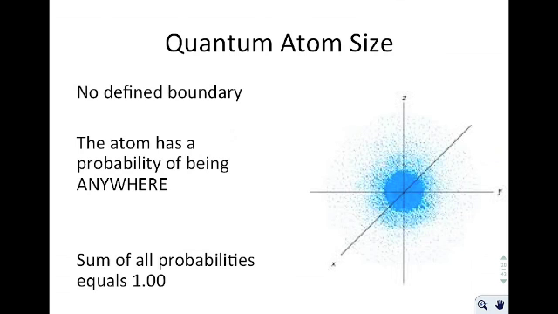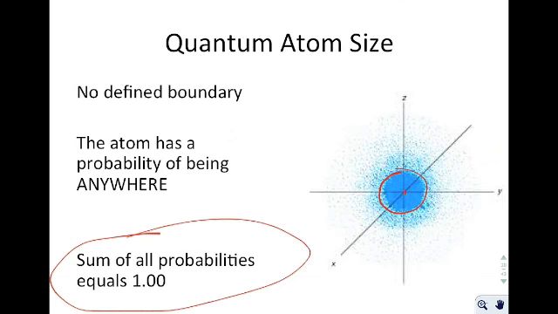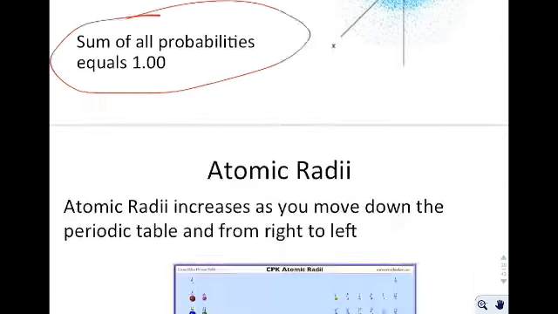Quantum size. Whenever you look at an atom in terms of a quantum atom, there is no defined boundary. The electron can be anywhere. I mean, this is the atom, the nucleus is right here. Most of the time the electrons are here, but the electrons can be all the way in Thailand for some reason. Okay, so because of that, you can't really define a quantum atom size. Instead, you talk about an atom in terms of probabilities, and the electron probabilities must equal 1, because the electron has to be somewhere in relation to that atom.